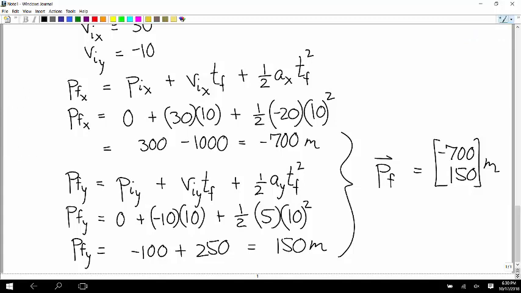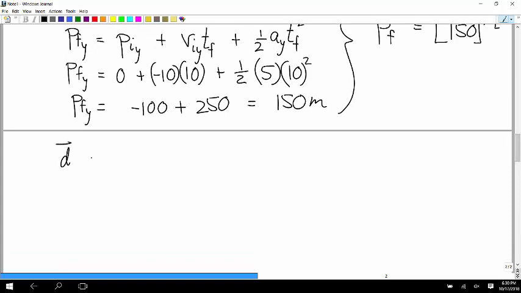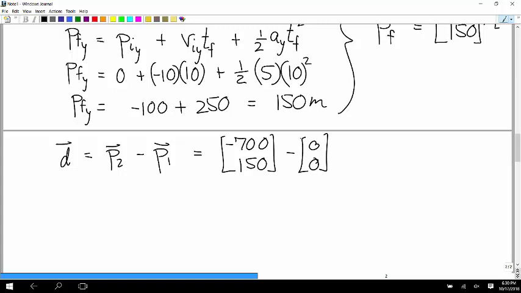And then it asks for the displacement vector. To get the displacement vector, you go the later position minus the earlier position. So that's equal to -700, +150 minus the starting position. We chose the origin to be at that starting position, so this is just 0. And so that final position was equal to the displacement vector. Yes?